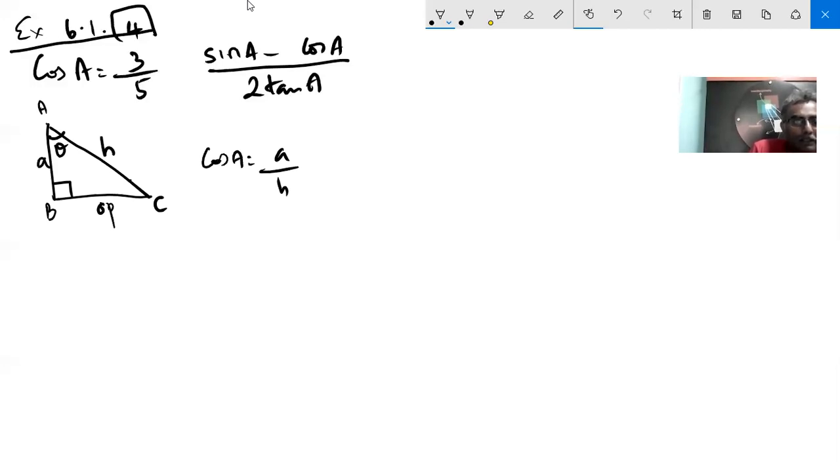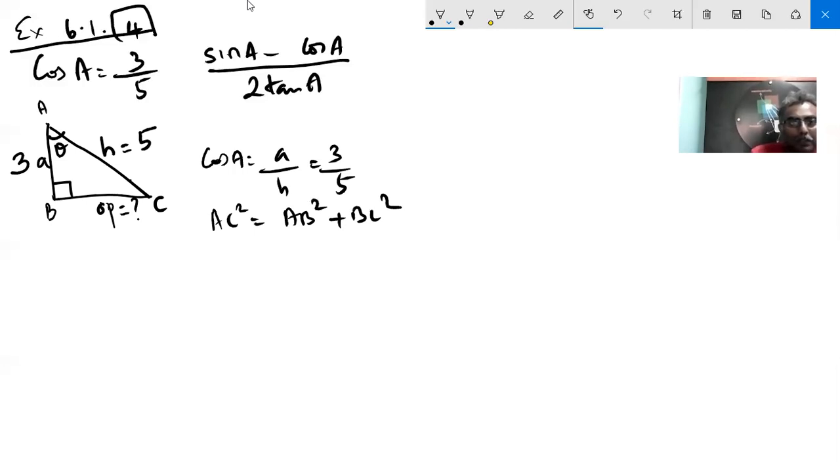Adjacent side is how much now? This is given as 3 by 5. So adjacent side is equal to 3, and hypotenuse is equal to 5. Now what you have to find out is BC, that is the opposite side. Now Pythagoras theorem formula: AC square is equal to AB square plus BC square. Very good.